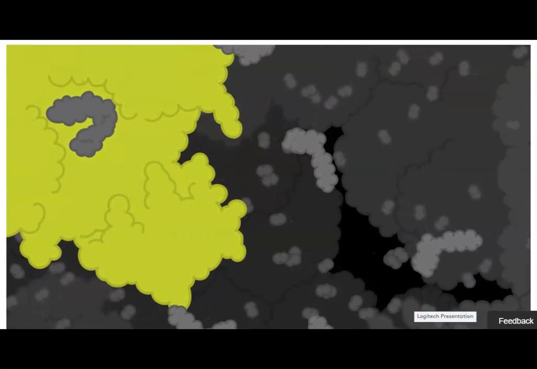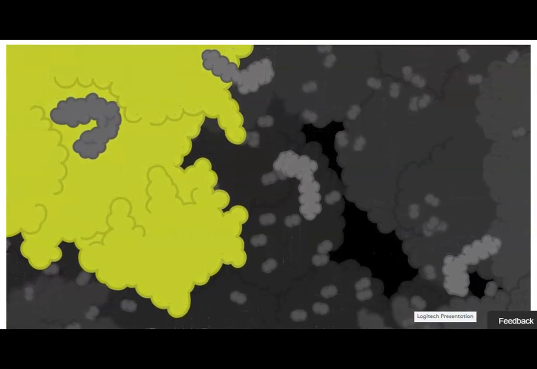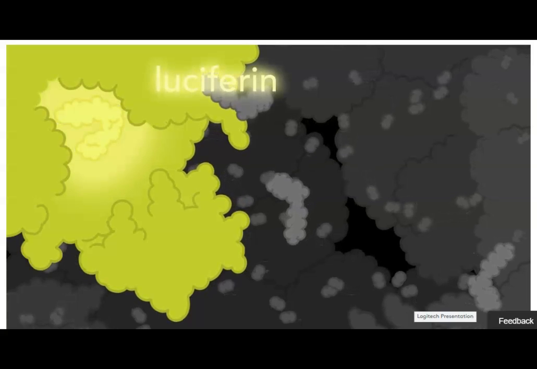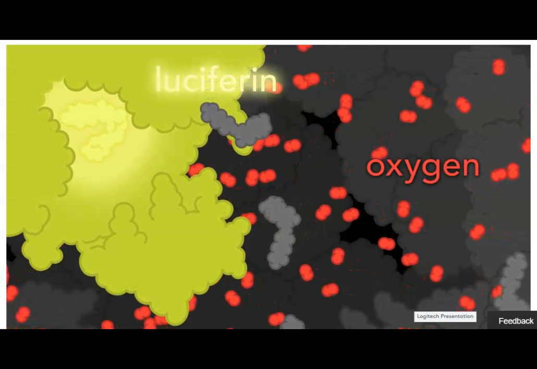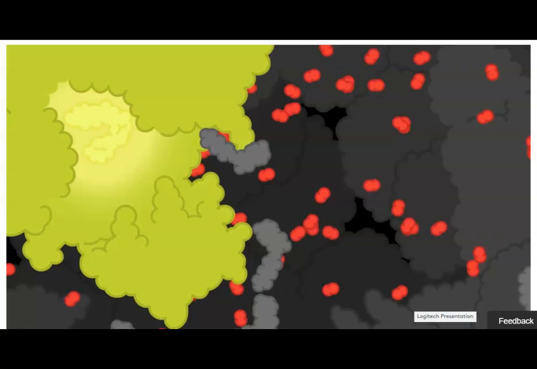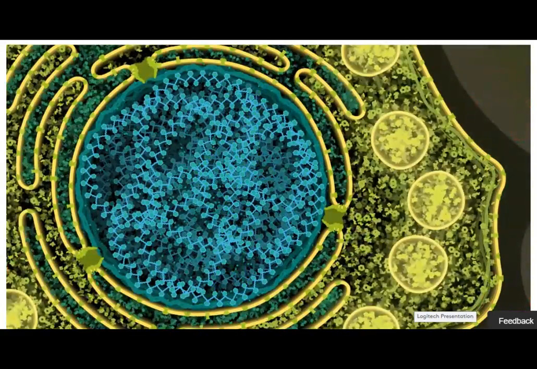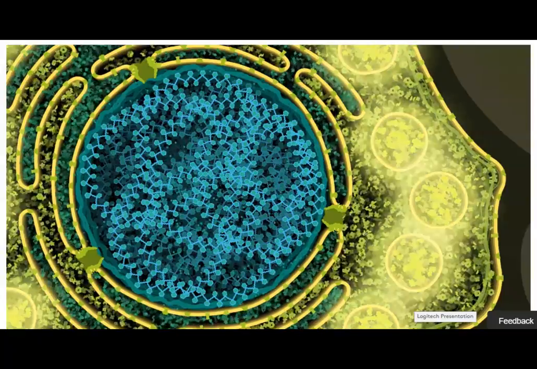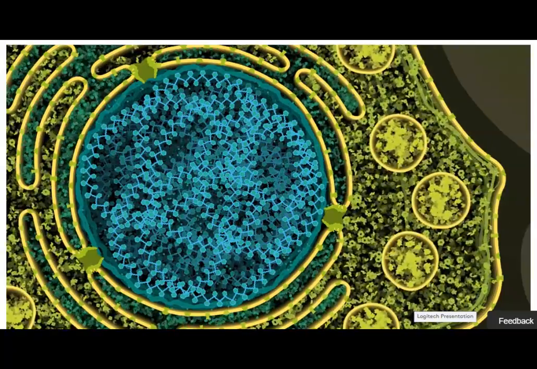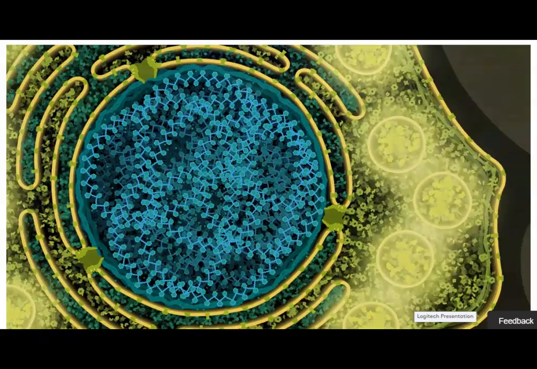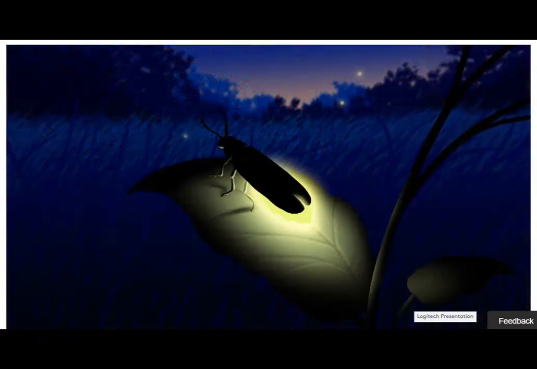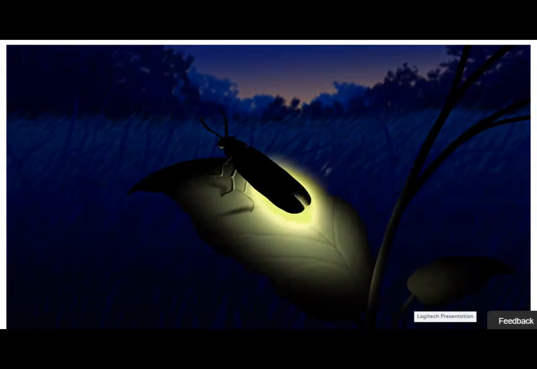Luciferase is an enzyme that catalyzes a chemical reaction between a substance called luciferin and oxygen. This reaction uses energy from ATP, and it releases light. Luciferase can catalyze this reaction again and again. The action of many luciferase enzymes acting at once makes the light bright enough to attract mates and warn off predators.